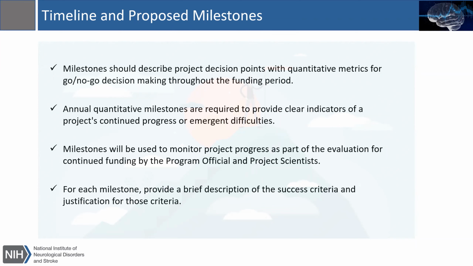Yeah, thank you, Carol. So as part of the research strategy section, grantees have to include a timeline and proposed milestones for the funding period. It is good to highlight the importance of the milestones, and they should describe the project decision points, as well as have quantitative metrics for go/no-go decisions that will be utilized for the entire funding period. It is important to know that it is required to have annual quantitative milestones, and they should also have clear indicators of the project's progress, successes, as well as difficulties.